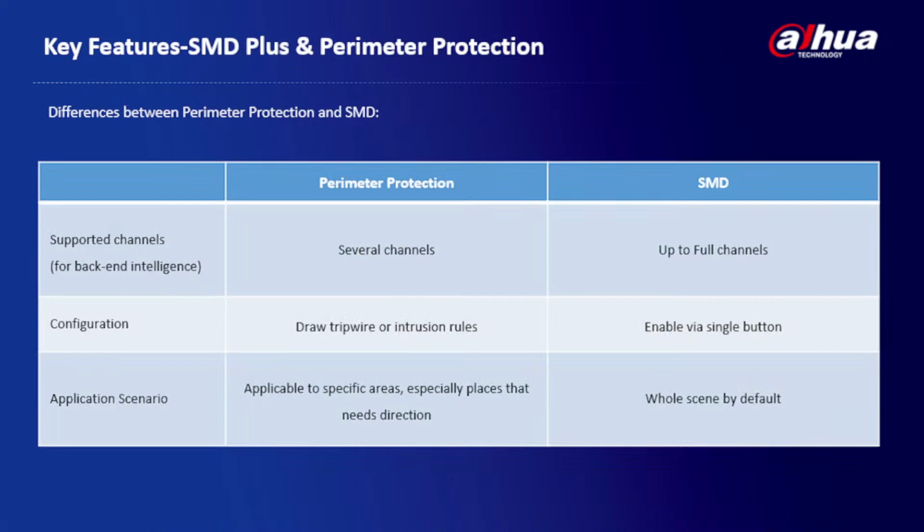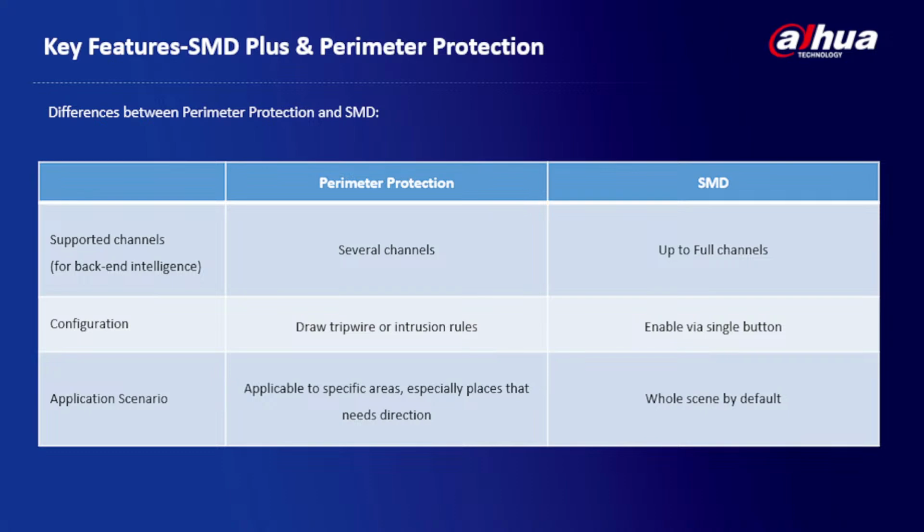Okay, let's move forward. If we do the comparison between perimeter protection and SMD Plus, for supported channels from the back-end intelligence, we have several channels for perimeter protection, but for SMD Plus, up to the full channel count, like if we are using a 16 channel recorder, we can use the SMD Plus function on all 16 channels. But it varies for perimeter protection from model to model. We may have just 2 channels or 4 channels, which we can check in the datasheet. If we need more, then we can select the model accordingly.